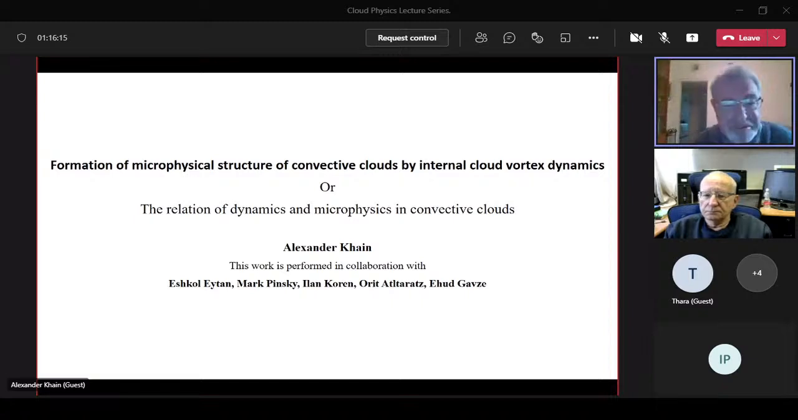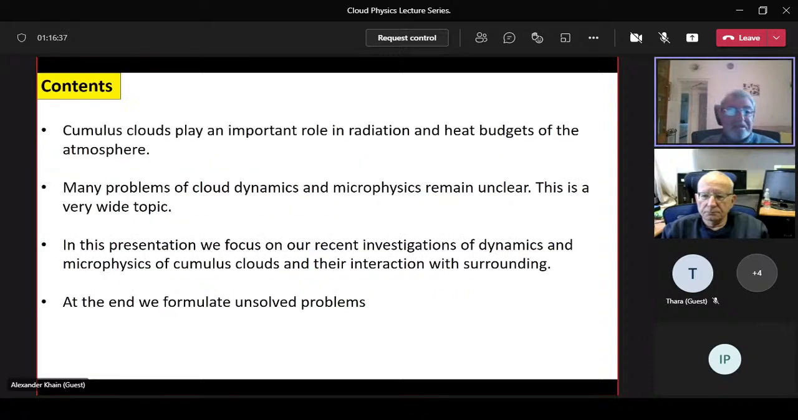This work is done in close collaboration with several scientists that are listed here, and I will refer to them during my lecture. What is the motivation of this talk? First of all, cumulus clouds play an important role in the radiation and heat budget of the atmosphere. Many problems of cloud dynamics and microphysics remain unclear. This is a very wide topic. In this presentation, we will focus on recent investigation of dynamics and microphysics of cumulus clouds and their interaction with the surroundings. And at the end, I will formulate some unsolved problems.